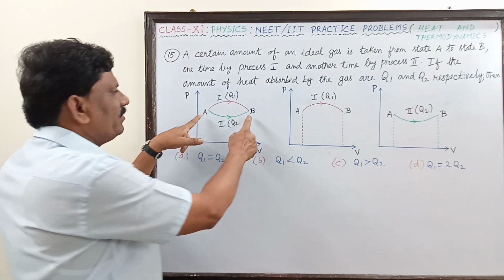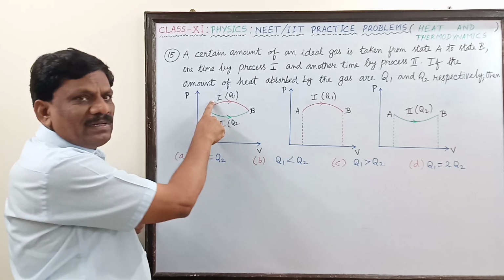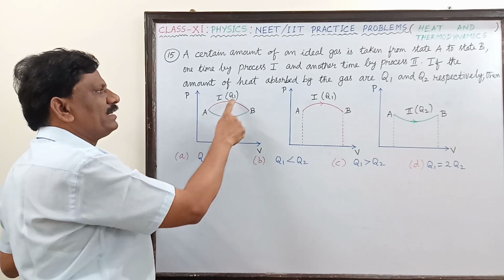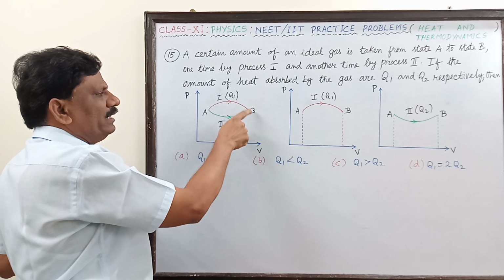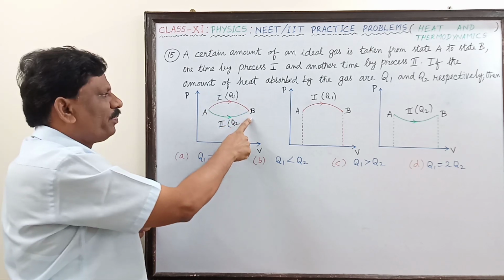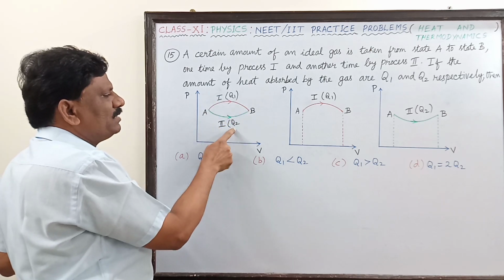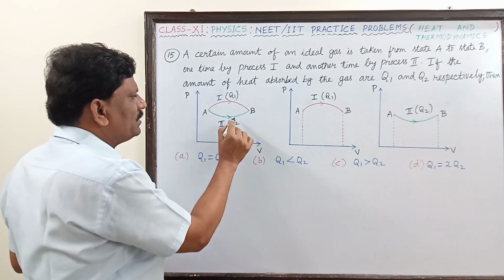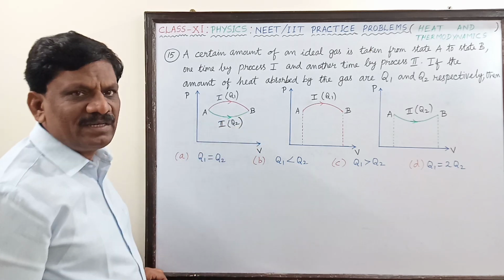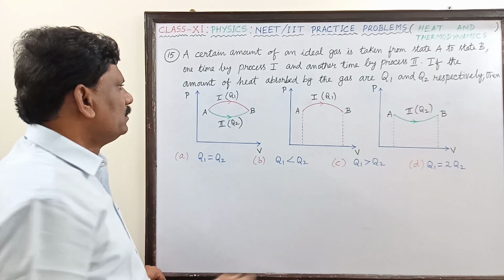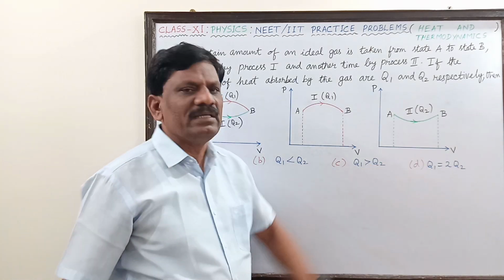So in the diagram it is very clear that by process 1 the system has absorbed Q1 joule to move from A to B state. Next time it absorbs Q2 joule, okay? It absorbs Q2 joule to go from state A to state B. Now which of these options is correct?